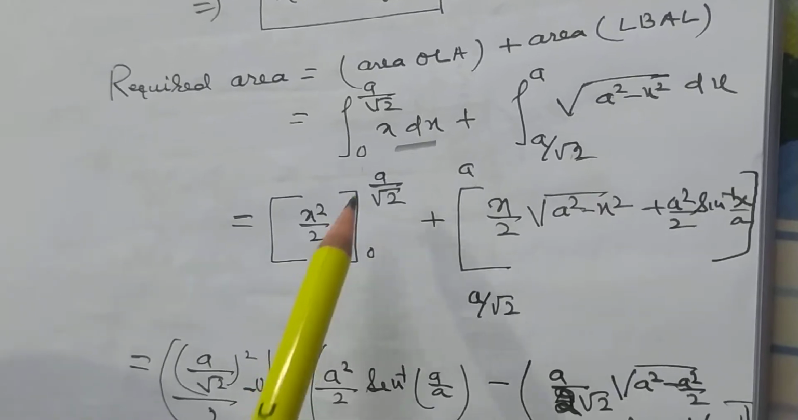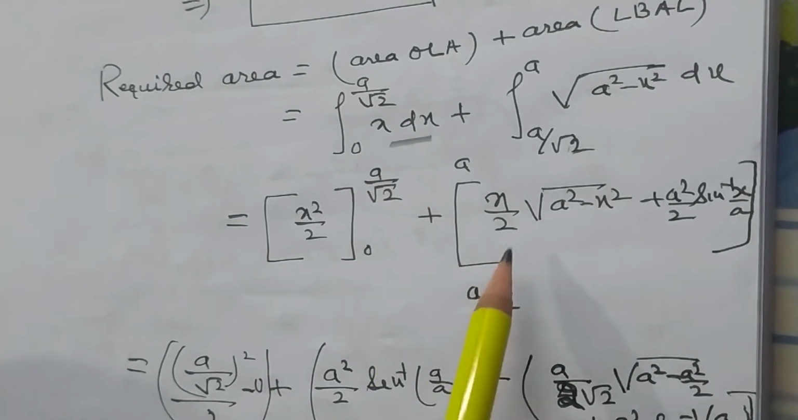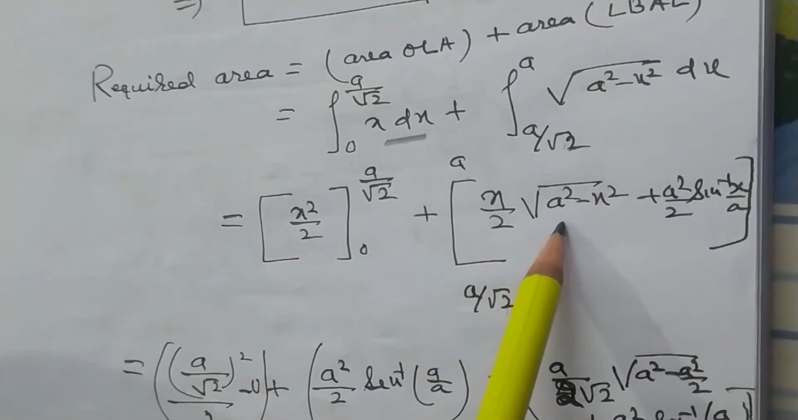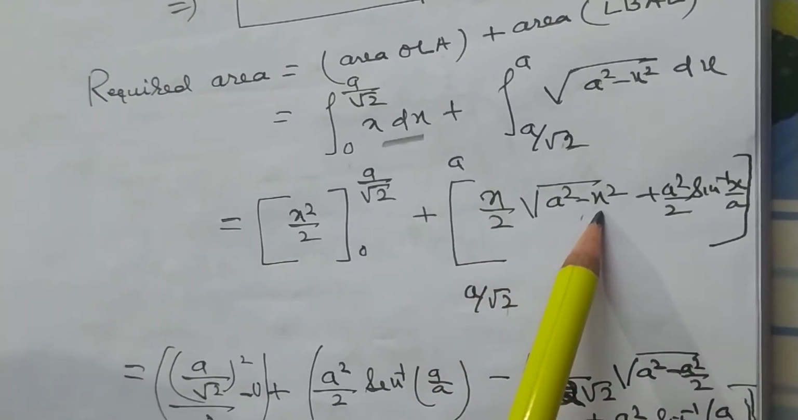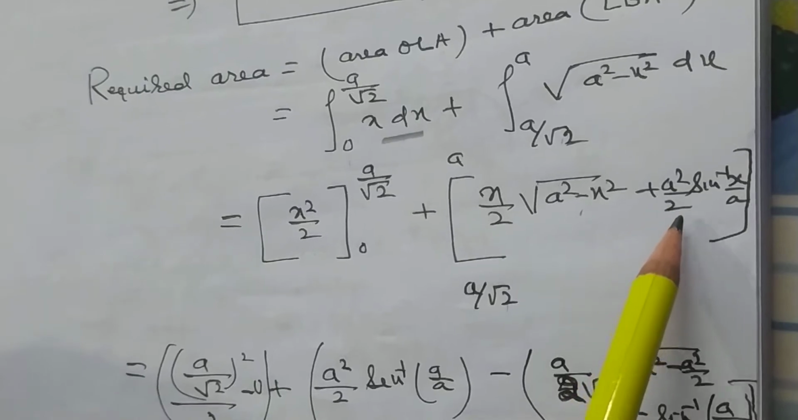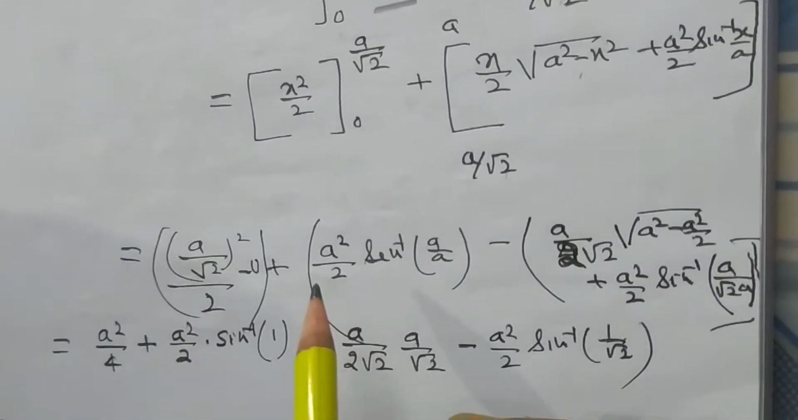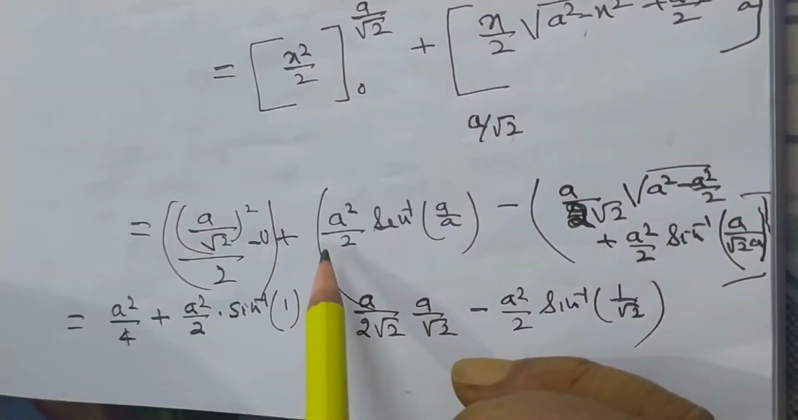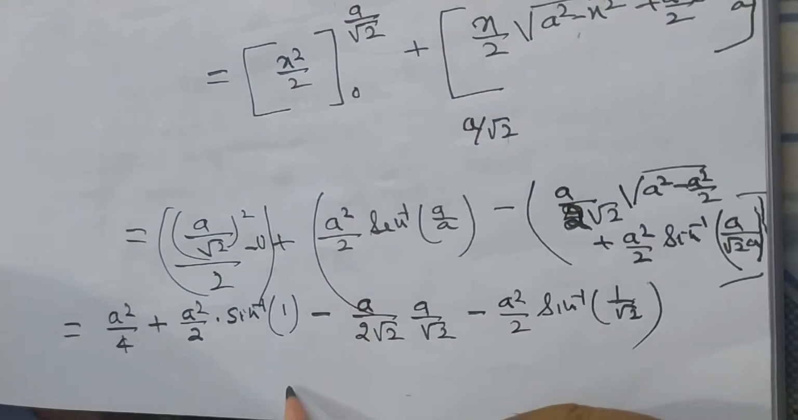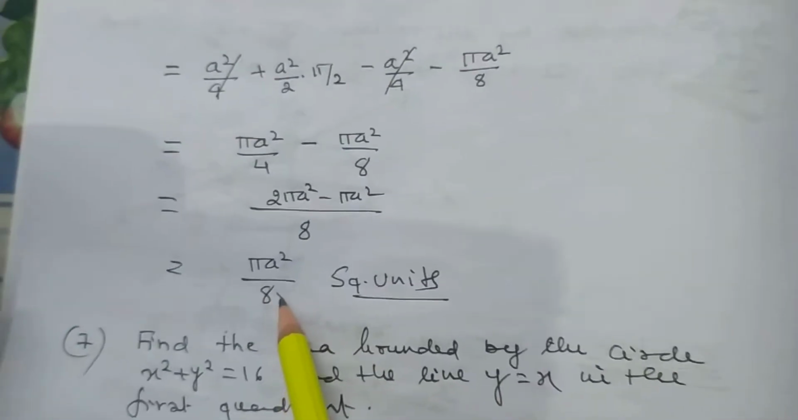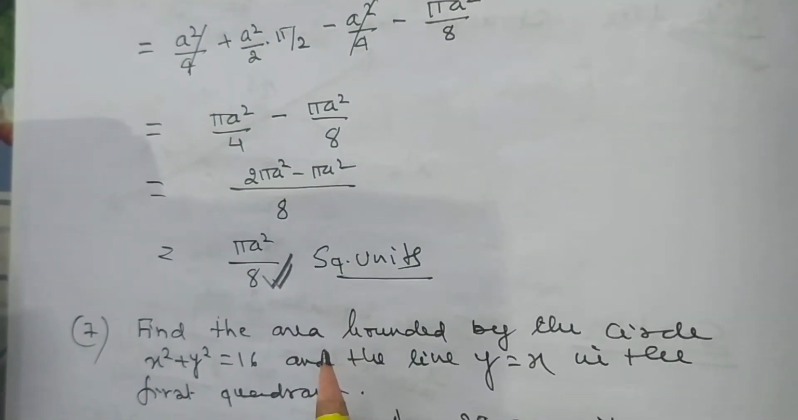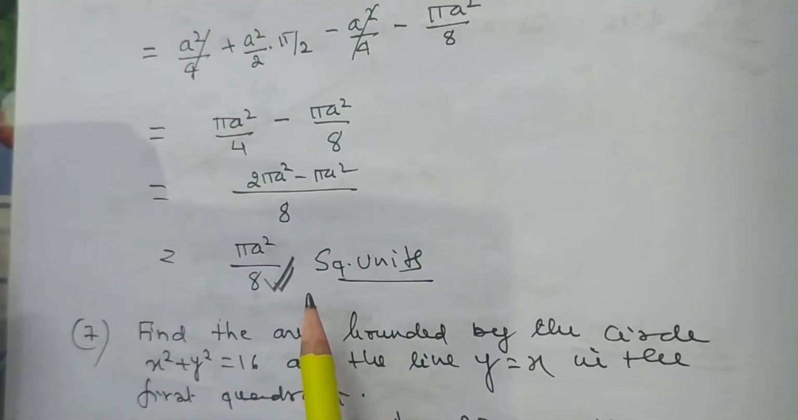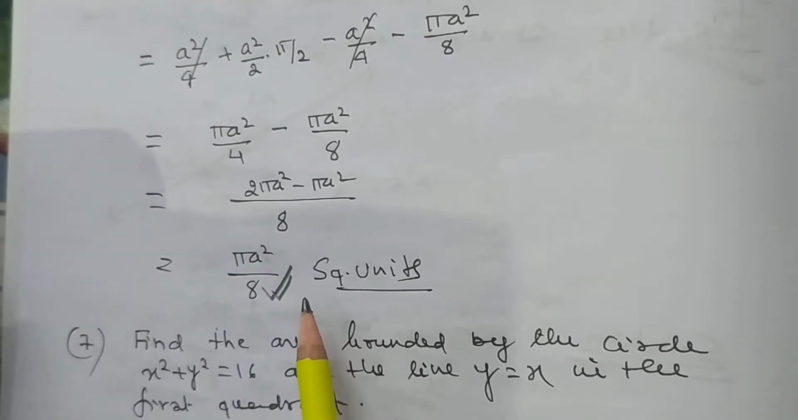So now my dear student, this is x square by 2, 0 to a by root 2, and a by root 2 to a, x by 2 root over a square minus x square plus a square by 2 sin inverse x by a. By putting the value of lower and upper limit and solving, we have the result pi a square by 8 square units.